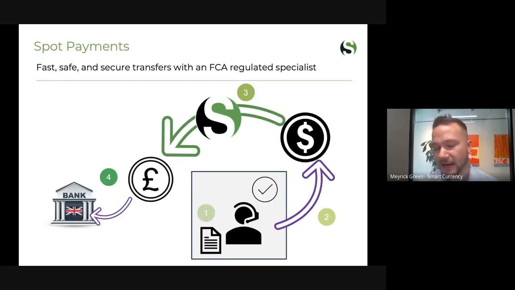If you need to make a payment today, then of course we can help you with competitive rates guaranteed by a specialist regulated by the FCA. And as I said, whilst we do have an online platform and a mobile app for smaller payments, the beauty in using our service is a voice brokerage. Pick up the phone, speak to your personal account manager, have a conversation.